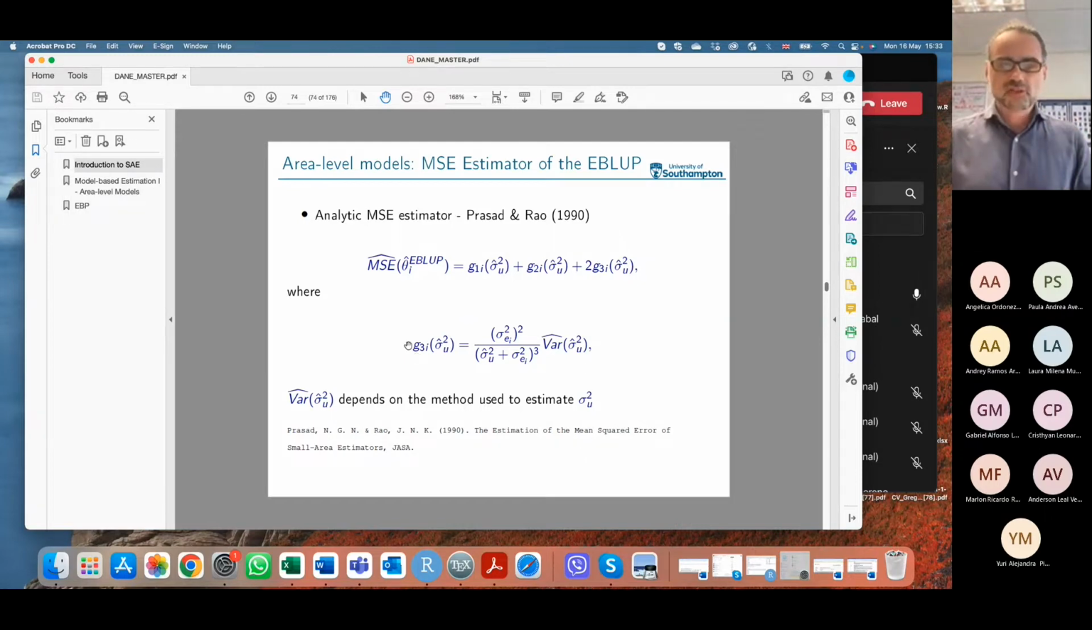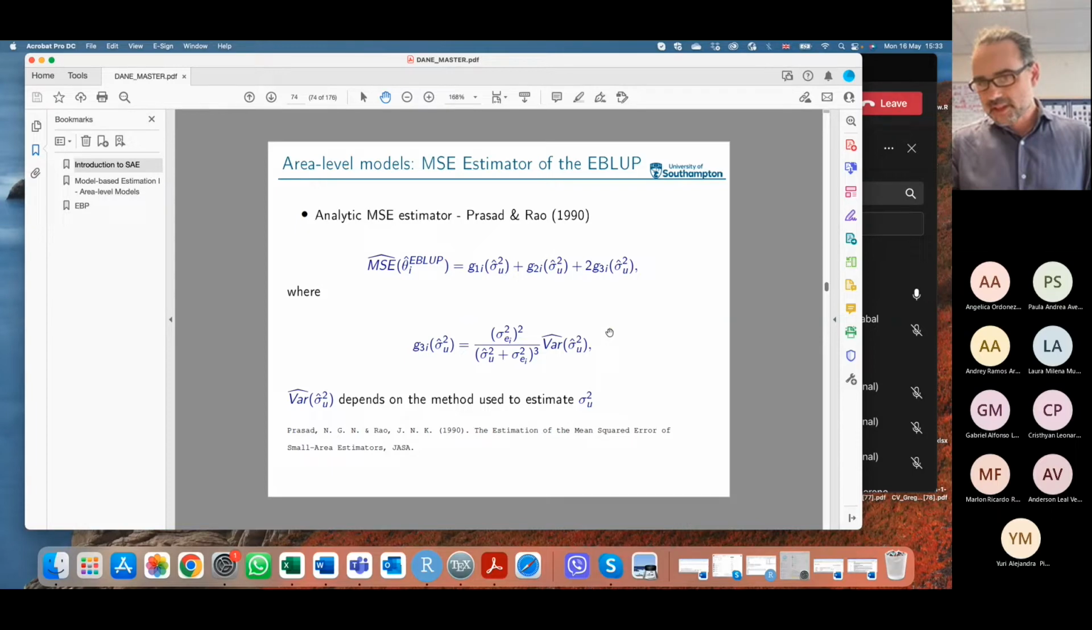The Prasad-Rao estimator is defined in the simplest case as follows. The estimated mean squared error, so you see that now I have included the hat on top of the mean squared error, is equal to G1, where I have replaced sigma squared u by sigma squared hat u, because this is estimated now, plus G2, plus 2 times an expression for G3. The G3 purely depends on this expression here. You see that the G3 term is a function of the sampling variances of the directs. It's a function of the estimated between-area variability, this sigma squared u, and also an estimated variance of sigma squared u as well.